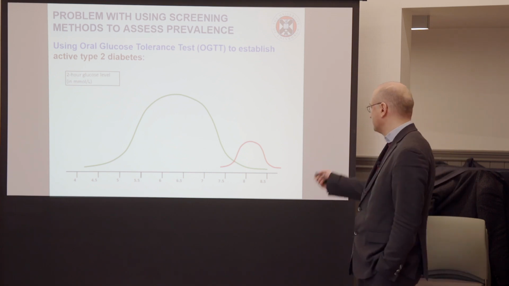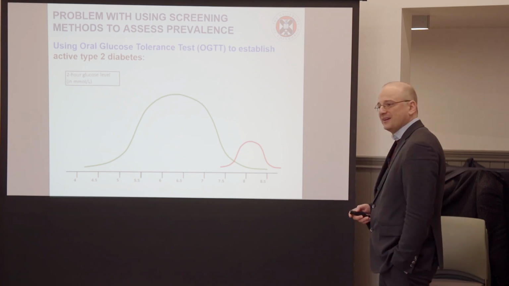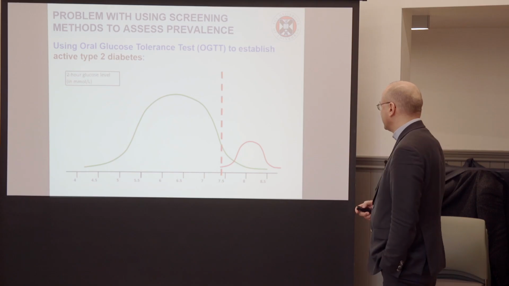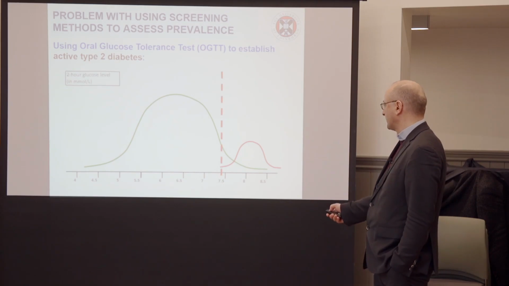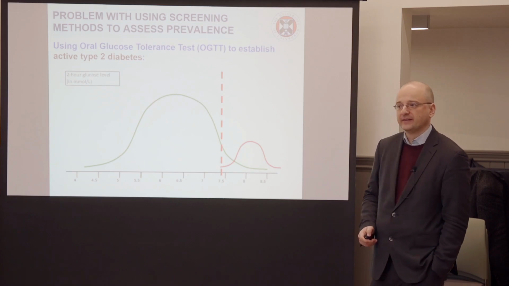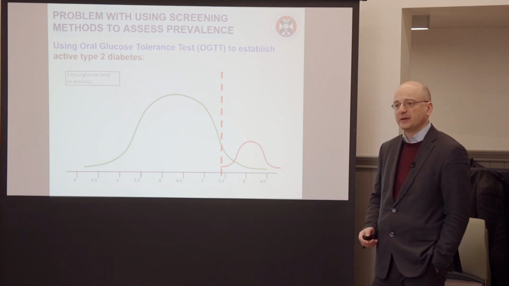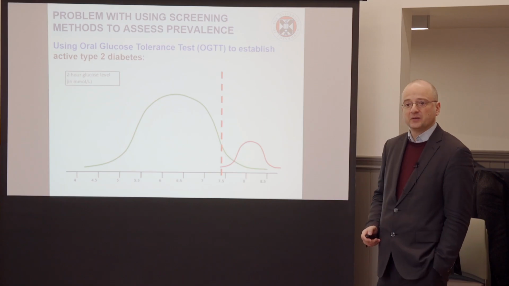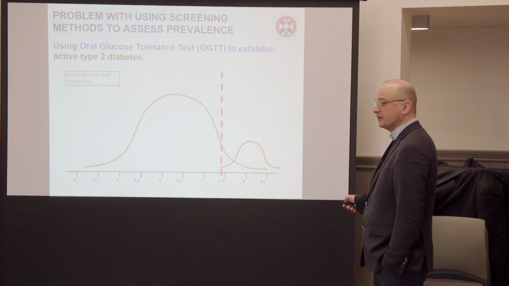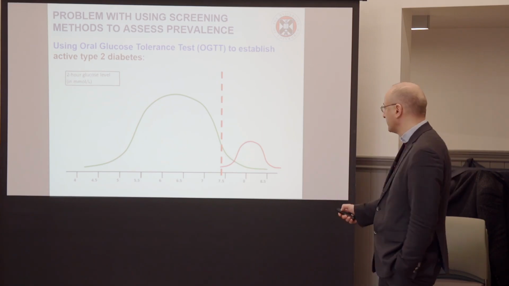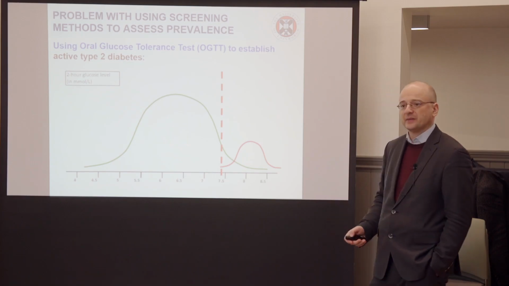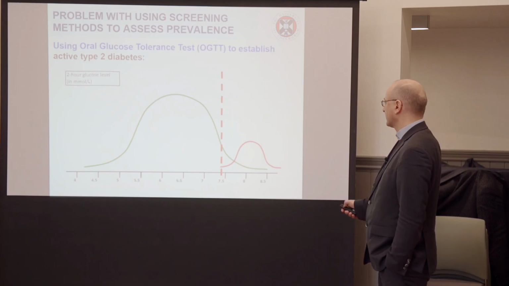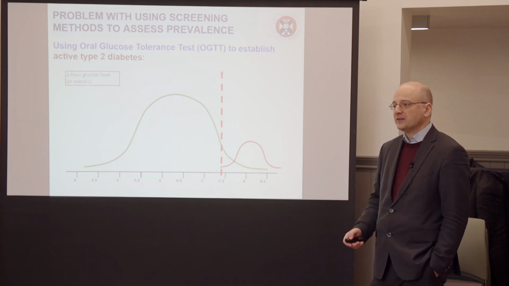Now, look at this. Where do you draw the line? Do you draw the line here? Do you say anyone who has more than 7.5 after 2 hours has type 2 diabetes? If you do that, what are you going to be measuring? You're going to be measuring everyone who has diabetes. Great, that's what we want. But you're going to be measuring also the tail of the normal distribution, and you're going to get all these healthy people in there. So what are you going to do?